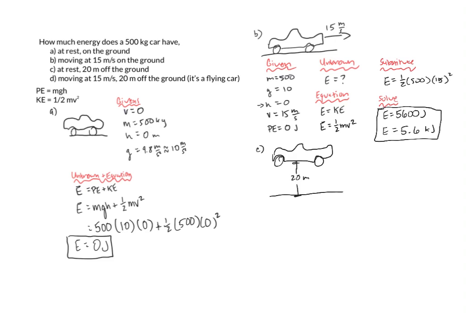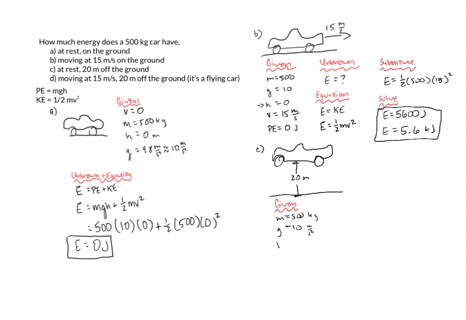So our object this time is going to have potential energy because it's off the ground, but no kinetic energy because it is at rest. So let's go ahead and list out my givens. I know, again, mass is 500, g is 10, and I'm going to go ahead and add in my units as well, so kilograms and meters per second squared.